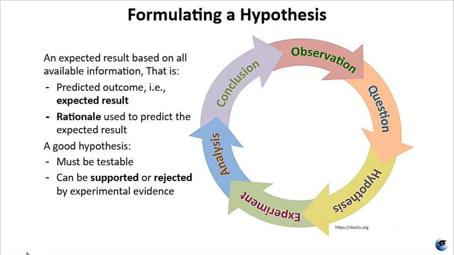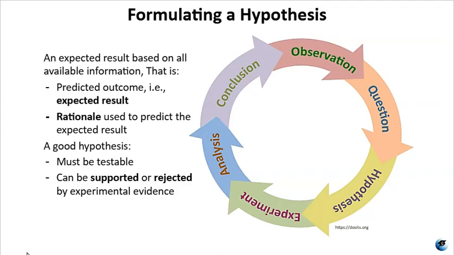When we talk about a hypothesis in science, it's much more than just an educated guess. A hypothesis is an expected result of the experiments that you plan to perform based on the information that you already know. In other words, it's a predicted outcome, or what you think will happen, along with the rationale or reasoning for why you expect that result.